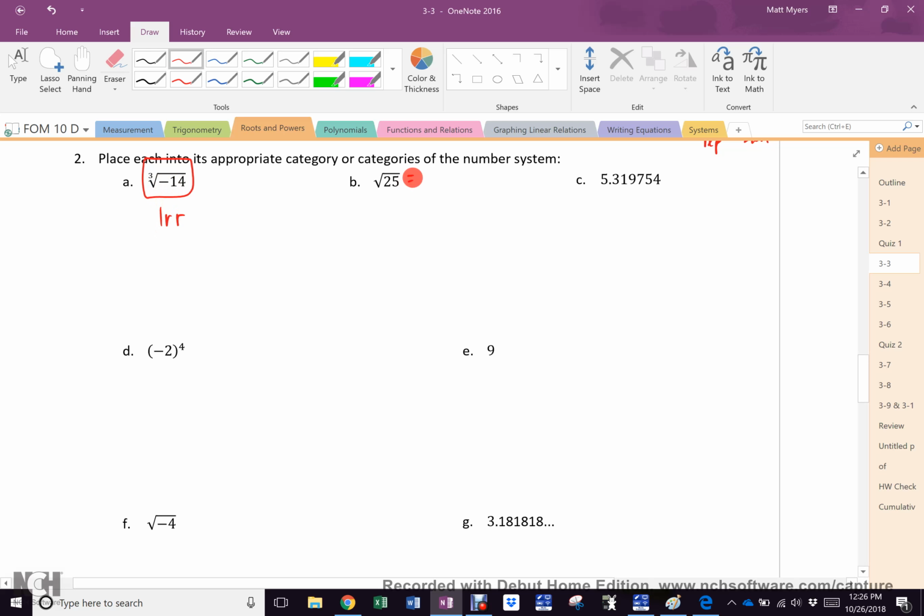What is the square root of 25? 5. What group does it fit into? Natural. Smallest group is all you need. What about that? Rational. What if I added those 3 dots? You would say it would appear irrational. Yes? What if I asked you to make that a fraction?